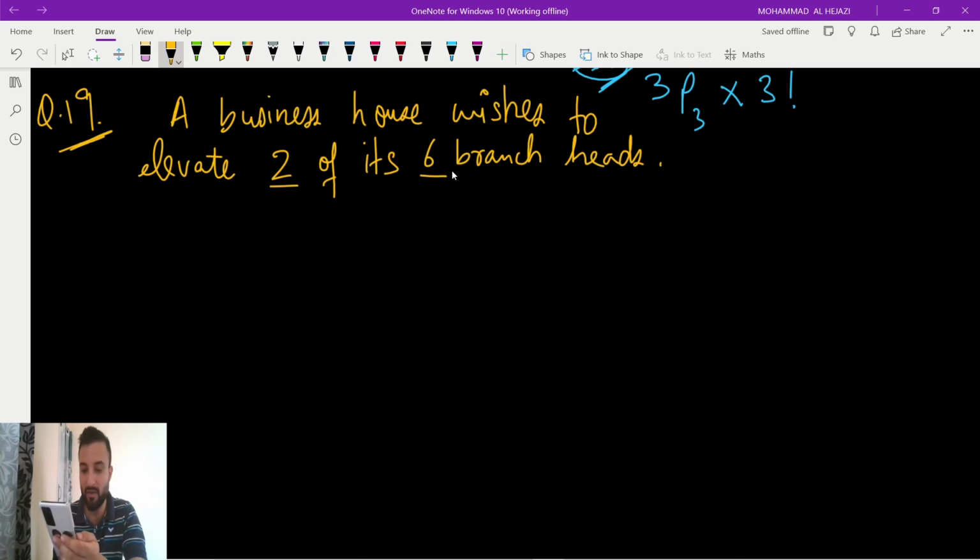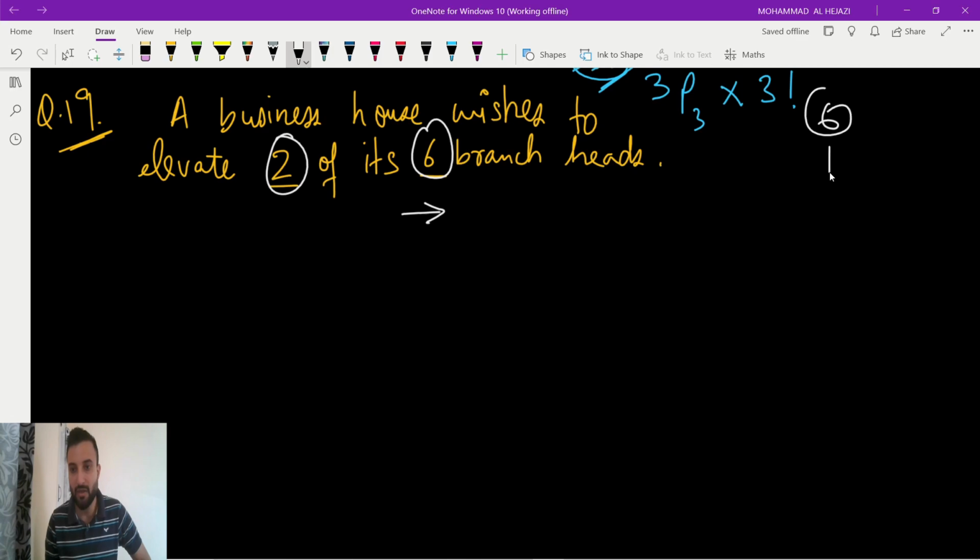In how many ways can these elevations take place? What we have to find is in how many ways these elevations can take place. So if the business house wishes to elevate 2 of its 6 branch heads, it means from 6 branch heads it has to select 2 branch heads. That is a selection, so 6C2 is the answer.